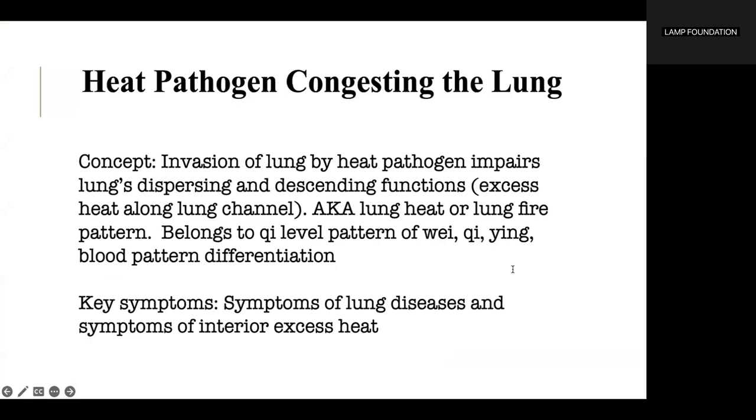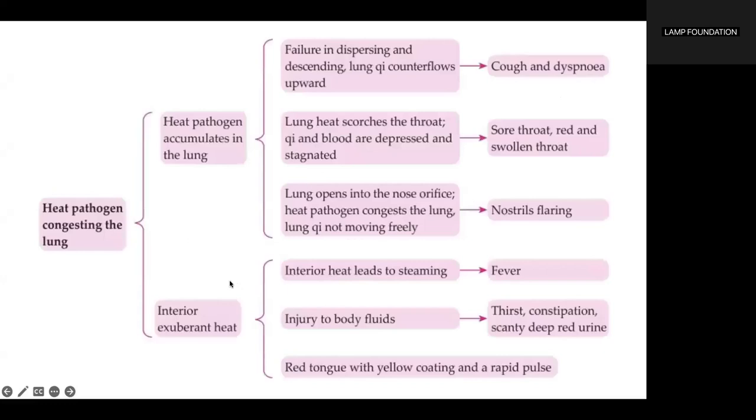The invasion of the lung by a heat pathogen impairs the lung's dispersing and descending functions and manifests as excess heat along the lung channel. It is also called a lung heat pattern or lung fire pattern. It belongs to the Qi level pattern of the Wei Qi Ying Blood pattern differentiation. Key symptoms: symptoms of lung diseases, and symptoms of interior excess heat.